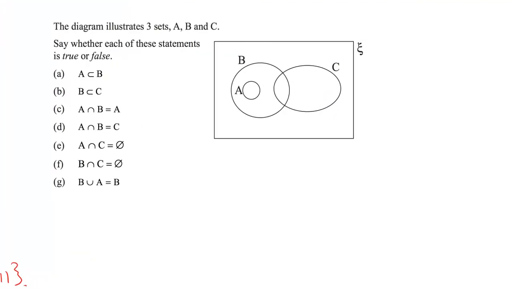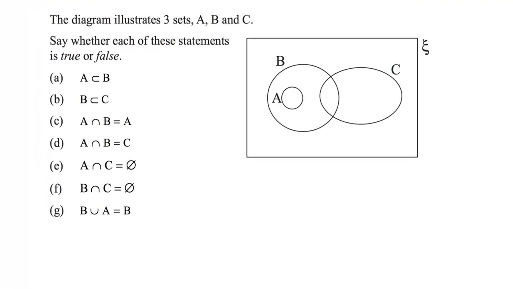So all we're going to do now is say true or false for any of these statements. So first one reads, A is a subset of B. Well, that is true because the entire circle of A is inside of B. B is a subset of C. No, that is false because it is not contained entirely inside of C. Right. C, A intersect B is equal to A. So elements that are in A and in B, well, that is going to be all of them, isn't it? So that is actually going to be true.